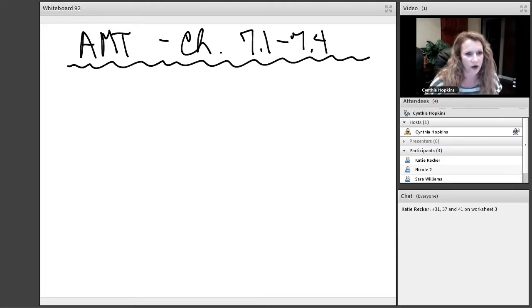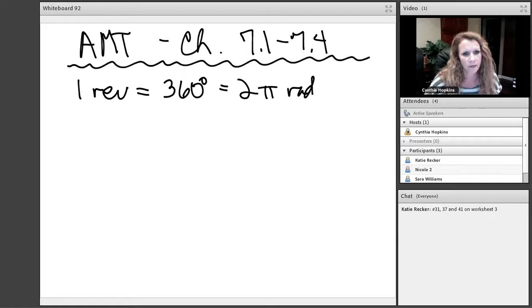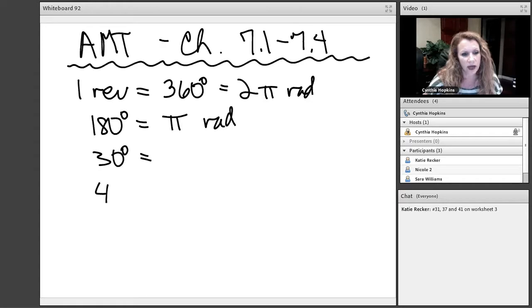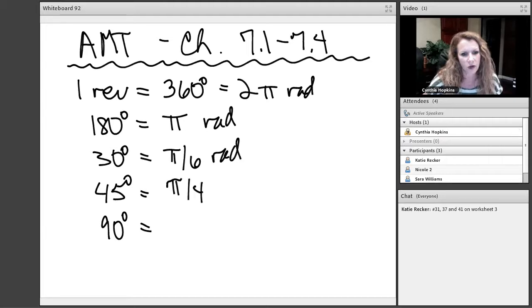All right, so here are some things that you need to have memorized. 1 revolution equals 360 degrees, and that equals 2 pi radians. You should also know that 180 degrees equals pi radians. Then some of the important angles that come up over and over again are 30 degrees, 45 degrees, and 90 degrees. 30 degrees is pi over 6 radians. 45 degrees is pi over 4 radians. And 90 degrees is pi over 2. Those should just be memorized.